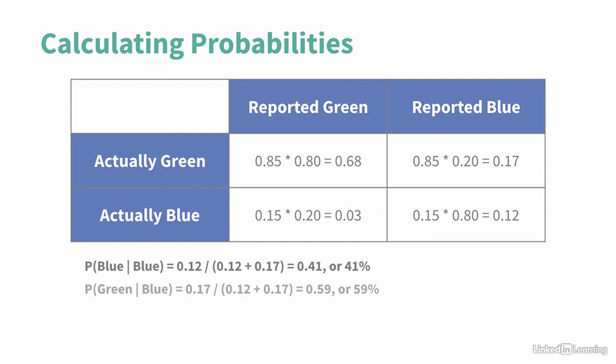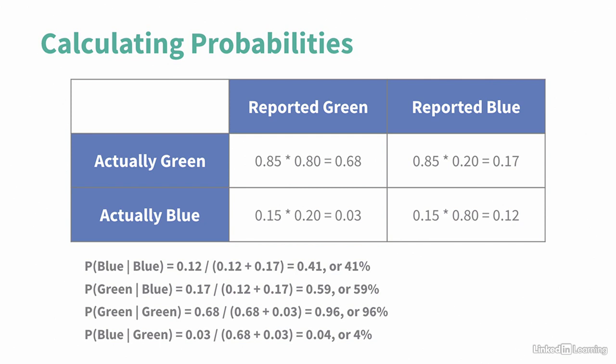On the other hand, the witness will identify a blue cab as green. That's the second item, 59% of the time. And you can see that 41% and 59% add up to 100%. So if the cab's blue, that's the percent of the time that the witness will be correct. Then at the bottom, we have these same scenarios, but we're assuming the cab is green. So if the cab is green and the witness reports it as green, that will happen 96% of the time. On the other hand, the witness will identify a green cab as blue only 4% of the time.